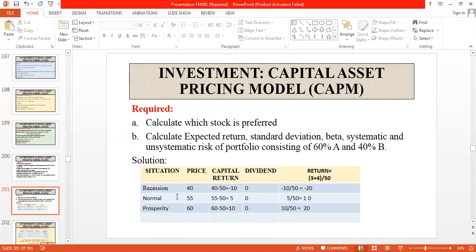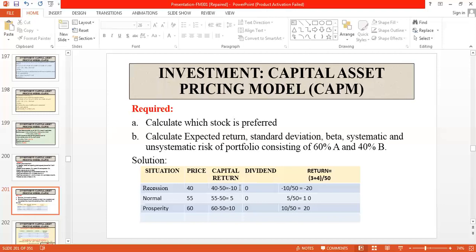A table is showing three situations: recession, normal, prosperity, which are available in the problem. The price in recession is 40, normal 55, and prosperity 60 as given. Capital dividend. This is a concept mentioned here. In case of recession, actually our market price is today 50. So in recession, there is a capital return of minus 10, means this is a capital loss, because I will buy the share today at rupees 15, and in future, if recession occurs, I have to sell it at rupees 40. So there will be a capital loss of 10 rupees. So that is why in recession it is minus 10.